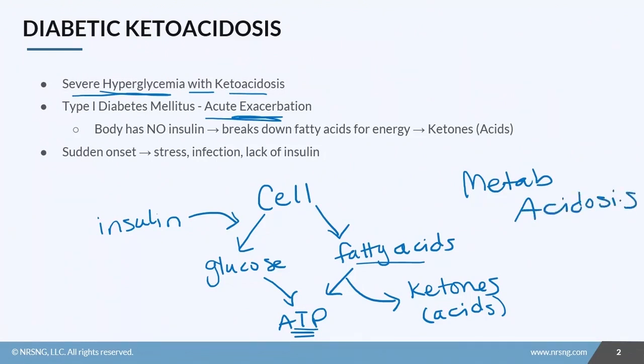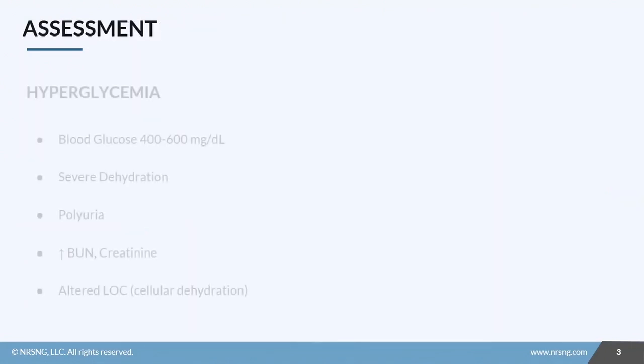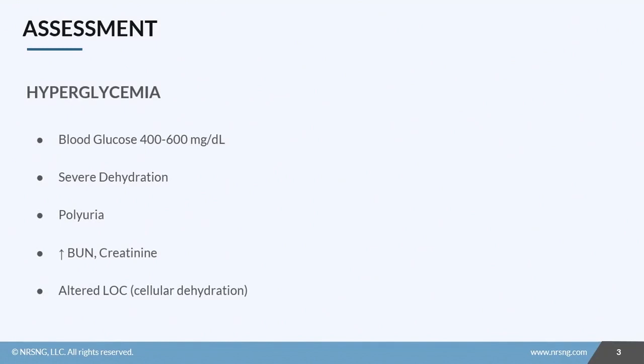It's usually sudden onset, and it can be triggered by stress, infection, or patients just not taking their insulin. Or it could be a medication issue if they're not taking it, or if their insulin pump malfunctions. I've seen that before. Then that can lead to DKA as well. So what are we going to see? Well, we're going to see two main sets of problems.